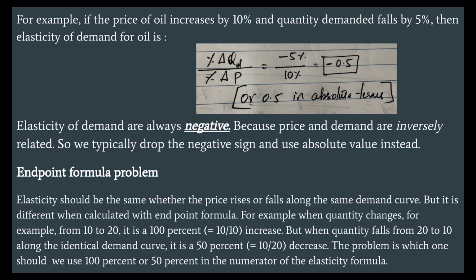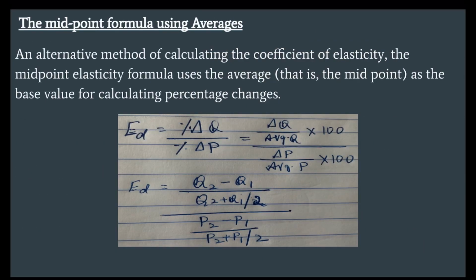Endpoint formula problem. Elasticity should be the same whether the price rises or falls along the same demand curve, but it is different when calculated with the endpoint formula. For example, when the quantity changes from 10 to 20, it is 100%. But when quantity falls from 20 to 10 along the identical demand curve, it is 50%. The problem is which one to use, 100% or 50%, in the numerator of the elasticity formula. The midpoint formula using averages: an alternative method of calculating the coefficient of elasticity, the midpoint elasticity formula uses the average, that is the midpoint, as a base value for calculating percentage changes.